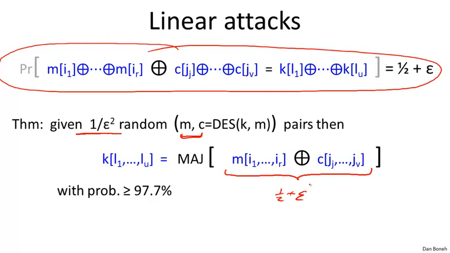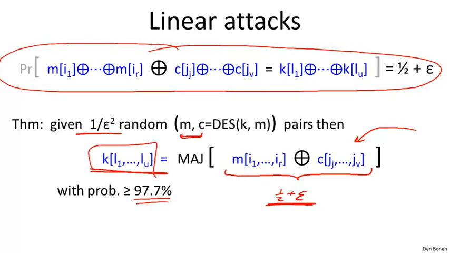So if you take majority over all the values you've computed, it turns out it's not so difficult to see that in fact you'll get the correct prediction for the XOR of the key bits with probability 97.7%. In other words, if this relation happens to be correct more than half the time, then the majority will be right. And because there's an epsilon bias, the probability that you will be correct more than half the time is in fact 97.7%, in which case the majority will give you the correct XOR of the key bits. Okay, so this is kind of cool.